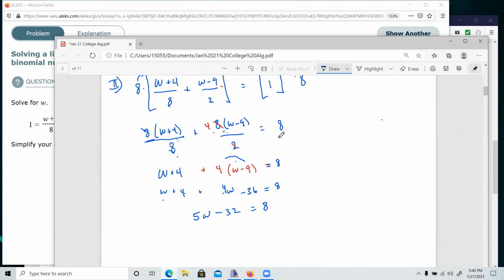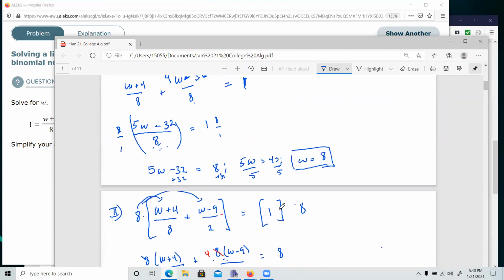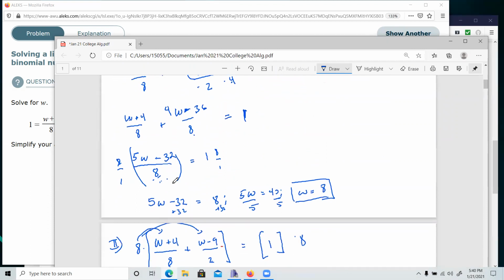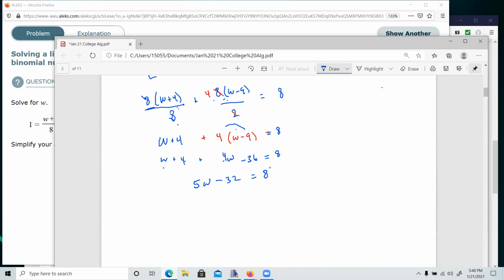And at this point, you can see that this problem was the same as this problem up here. So we'll continue working with it. We have 5w, 8 plus 32 is 40. And then divide both sides by 5, divide both sides by 5. And we have w is equal to 8.